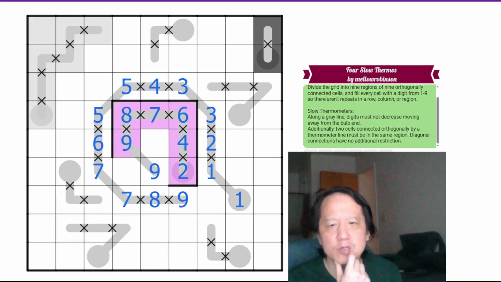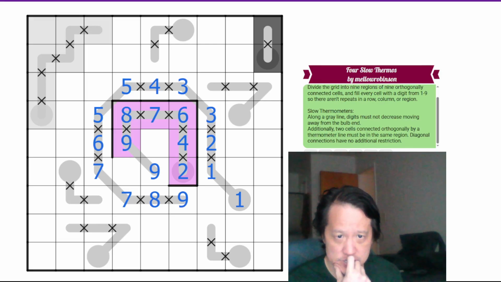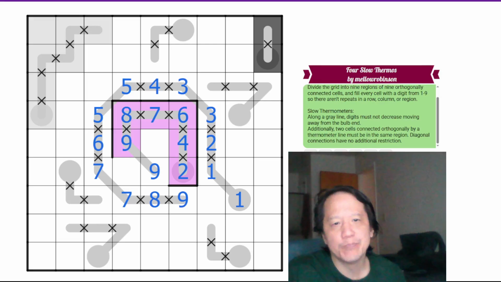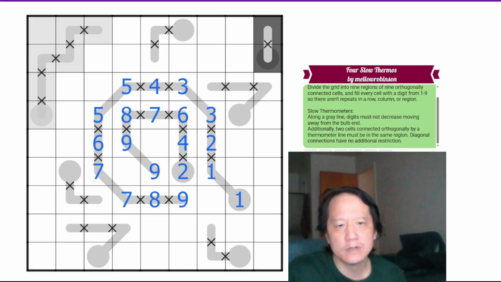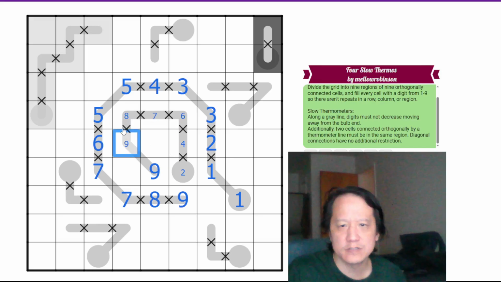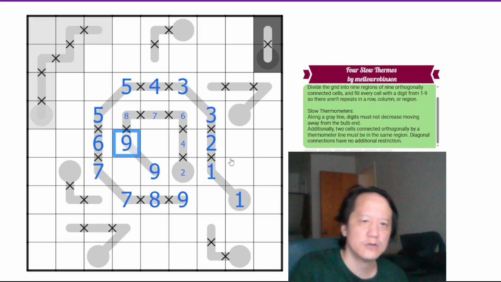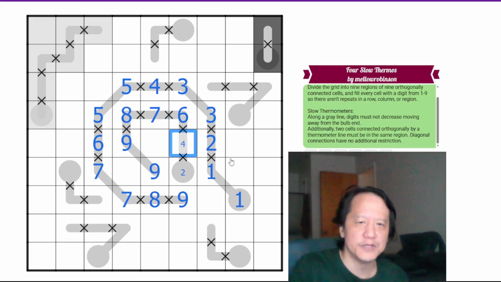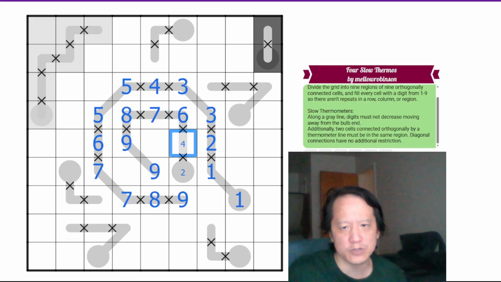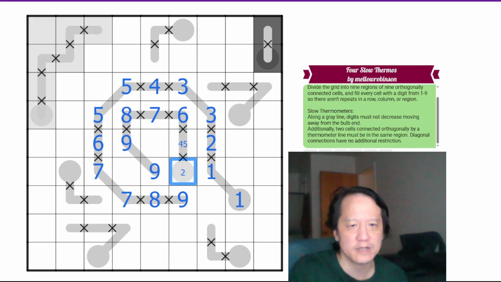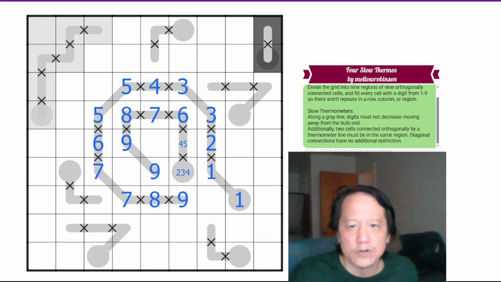Two cells connected orthogonally must be in the same region. Oh, I see. Hold up. Okay. So we know these do have to be 9, 8, 7, 6 because there's no other possibility here. But this has to be less than 6, so it could be 4 or 5, and this must be less than 5, so it's 2, 3, or 4. There we go. So we know this cannot be this.